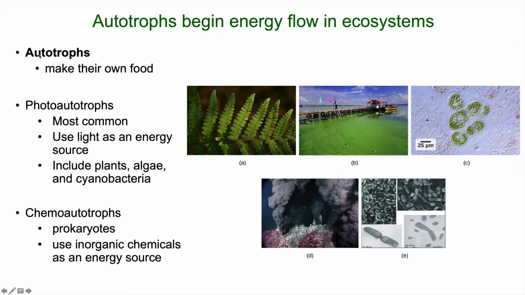This is going to include all the green plants. It's going to include algae, and the cyanobacteria, the photosynthetic blue-green algae. And then there are chemoautotrophs. There aren't very many of them. They're all prokaryotes, bacteria. And what they do is they use inorganic chemicals as an energy source. So remember, an organic chemical has both carbon and hydrogen, so inorganic would have something else. And these would include using carbon dioxide or nitrate or sulfate or iron or something else as an electron acceptor in order to generate energy.